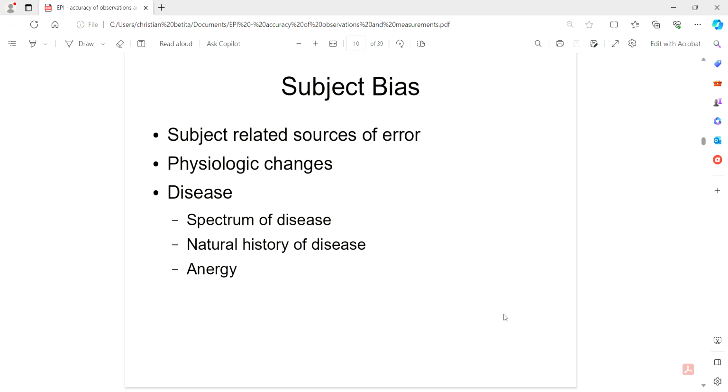So subject bias are subject-related sources of error, and this may be due to physiological changes, or it may be due to the presence of disease. Factors which may affect subject bias that are related to the disease would include the spectrum of disease. Maybe a patient is severely ill or has a mild disease. The natural history of disease, where is the patient at in the course of his or her illness, and anergy, or when the immune system fails to recognize an antigen or fails to respond to an antigen because of repeated exposure. Okay.